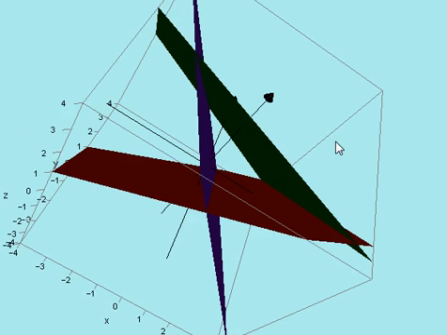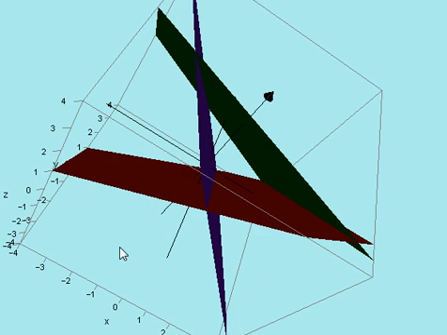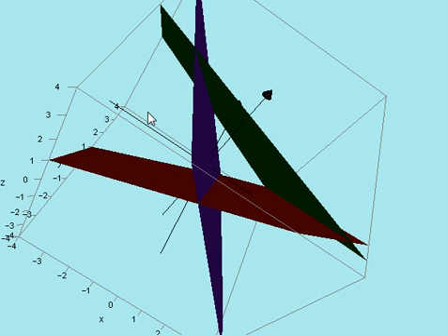So we don't need parallel planes, be it 3 or be it 2. We can have oblique planes that still don't have a common point of intersection amongst the three of them.